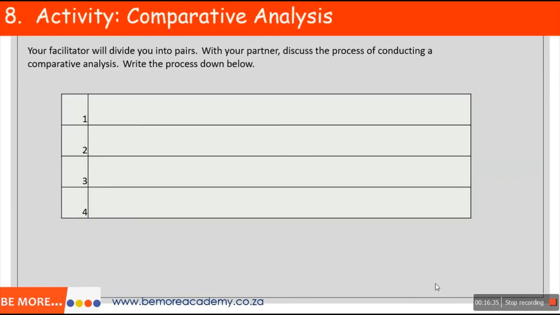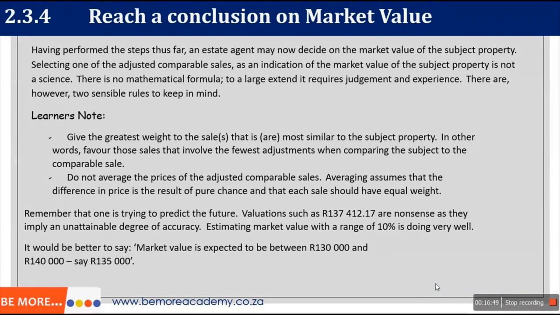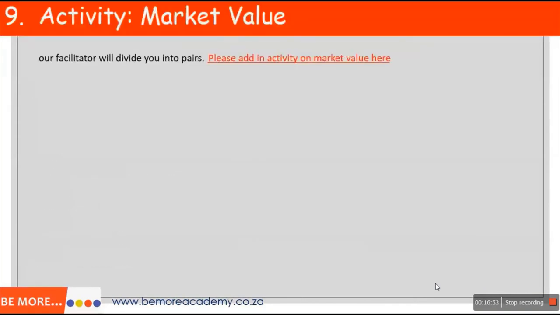8. Activity: comparative analysis. We will divide into pairs and you can discuss this in your groups. Reach a conclusion on market value. We will do this market value and then we will come to a conclusion on that one specific one. What we are going to do is the market value, and I'm going to send you all the information and documentation.